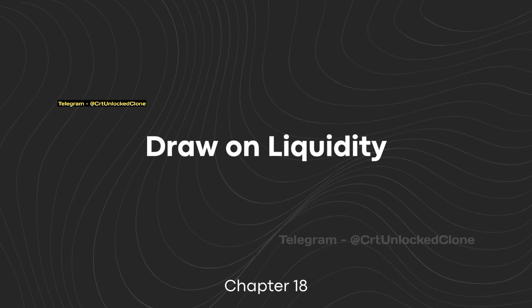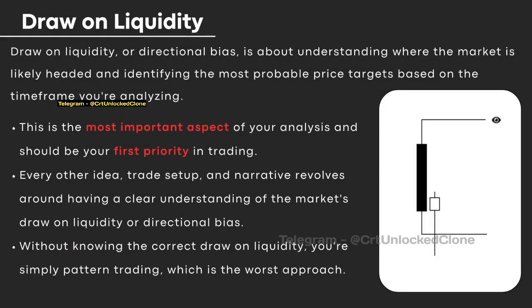right? First of all, we're going to start off with the introduction to drawn liquidity, what it is and what it actually means, right? Drawn liquidity, or its second name, directional bias, is about understanding and having an idea of where the market is likely headed, and then identifying the most probable targets based on the time frame that you are looking at. Drawn liquidity or directional bias is the most important aspect when it comes to your analysis, right?